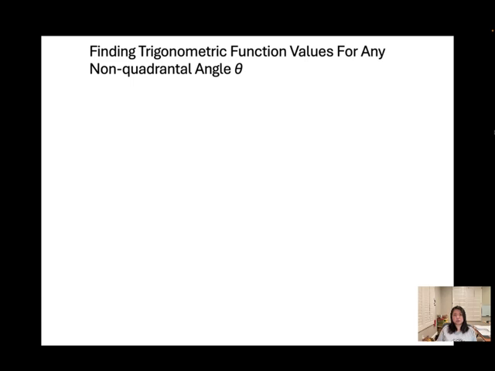Finding trigonometric function values for any non-quadrantal angle theta. Remember this? Quadrantal angles are 0 degree, 90, 180, 270, 360. Now we want to find it for any non-quadrantal angle, so it's not 90, 180, 270, or 360.